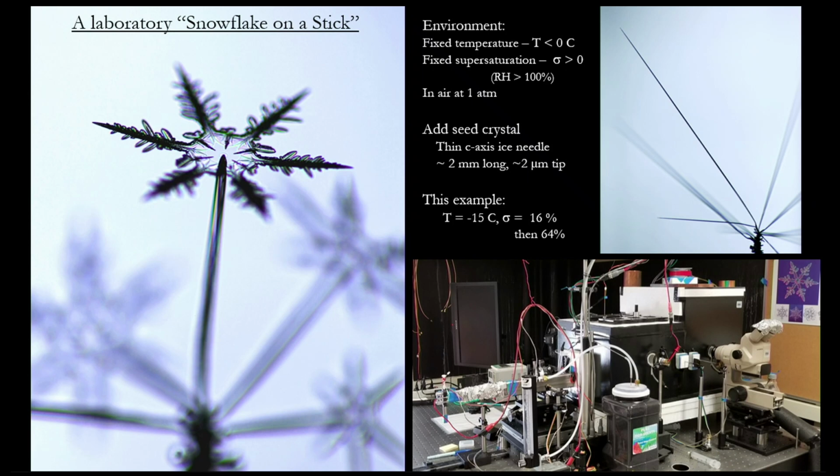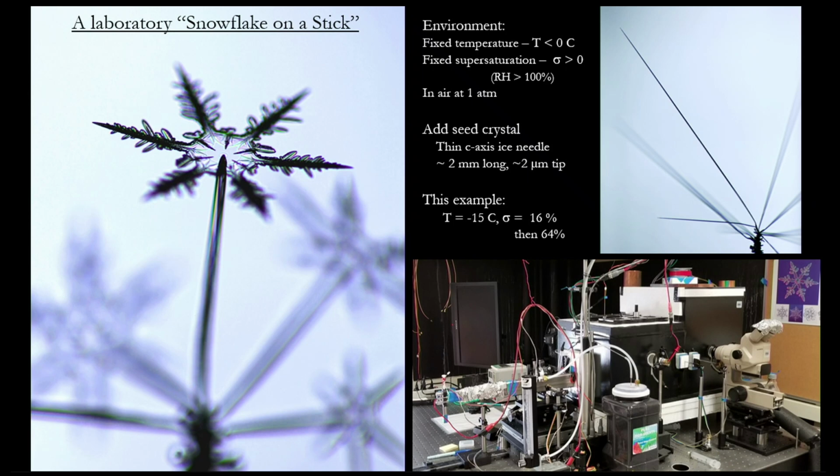So if the supersaturation is 0, then it's stable. So we have to make that greater than 0. And these are done in air at 1 atmosphere. That's convenient. We could do other pressures as well. And so once we make that environment, then ice will grow.